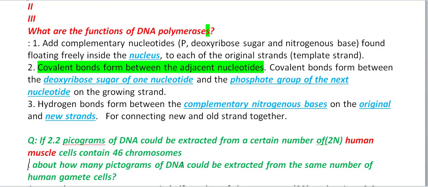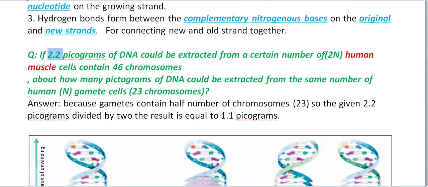How many picograms of DNA could be extracted from the same number of gamete cells? Gamete cells contain 1N, right? 1N, which contain 23 chromosomes. So this picogram must be divided by 2, because each muscle cell contains 2.2 picograms of DNA. So how many picograms of DNA are extracted in the gamete? We can say 1.1 picogram of the DNA.